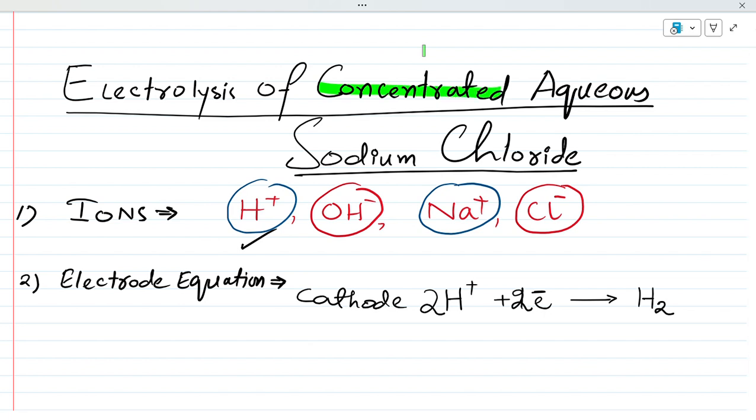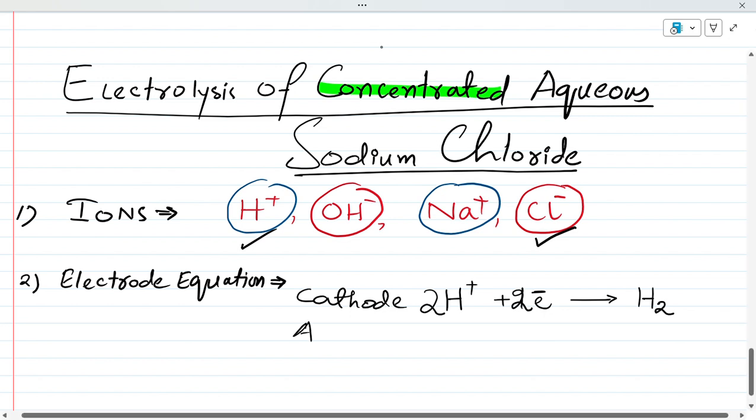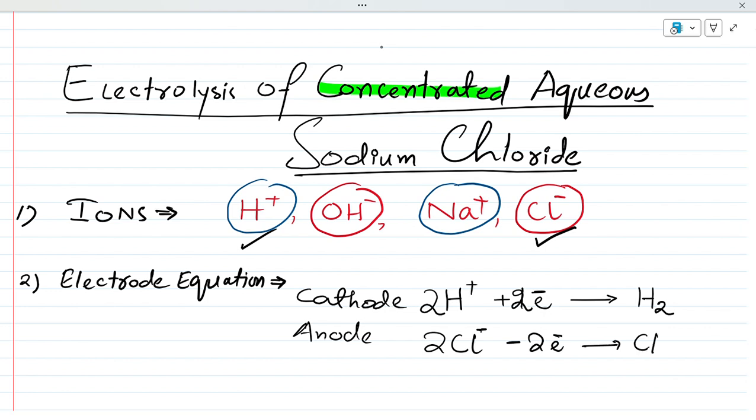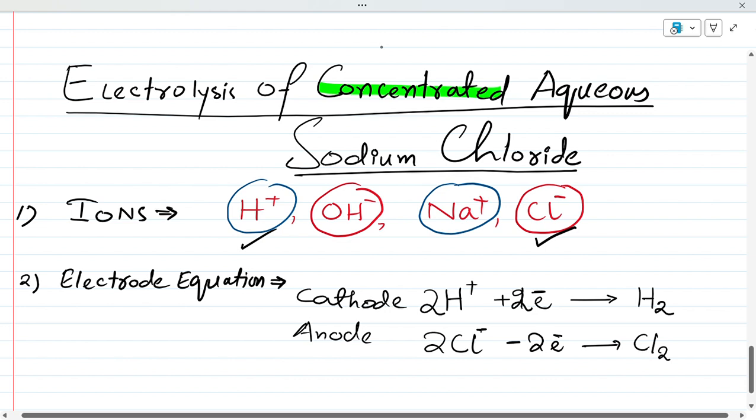So it will react now. It is concentrated sodium chloride, so the chloride ion will be reacting at the anode and it will form chlorine gas. So 2 chloride ions will be reacting. They will lose 2 electrons altogether and form Cl2. Group 7 ions are the halide ions, so it has to make Cl2.